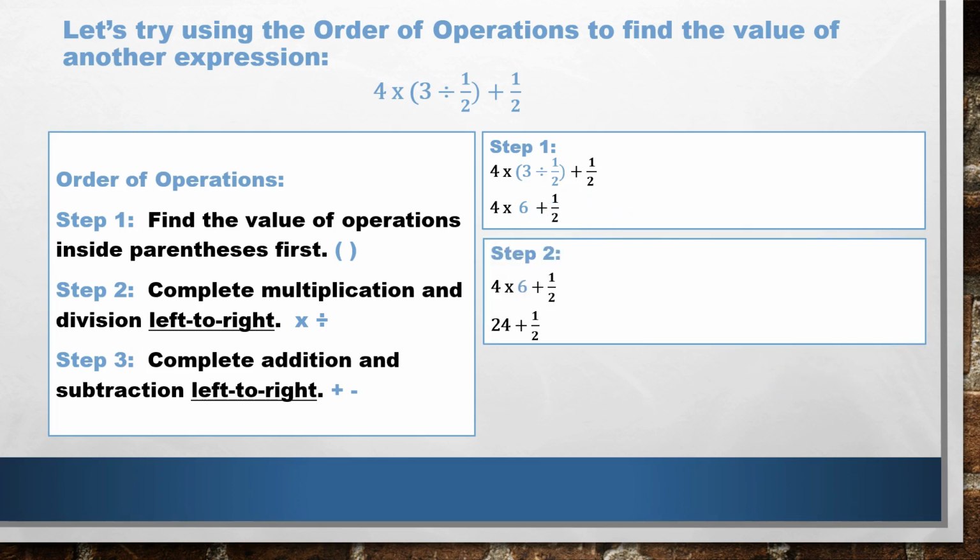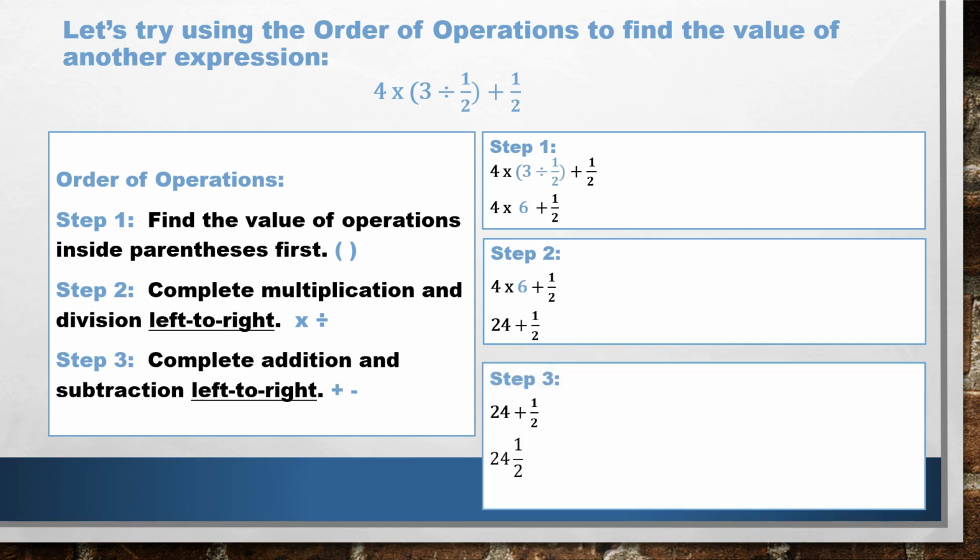Step 2. We complete multiplication and division left to right. 4 times 6 is equal to 24. And then we have 24 plus 1/2. So now we're ready to move to addition and subtraction. 24 plus 1/2 is equal to 24 and 1/2. So the value of this expression is 24 and 1/2.